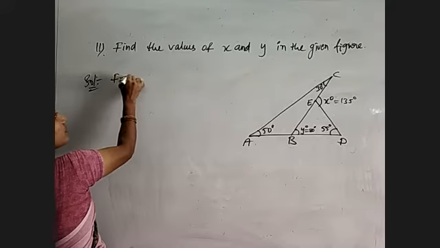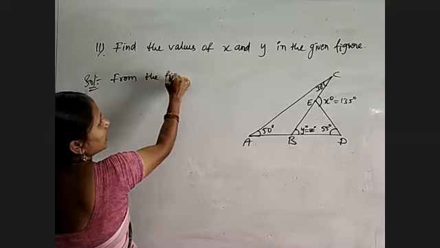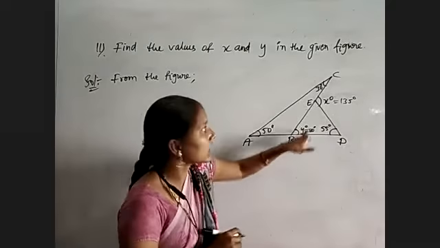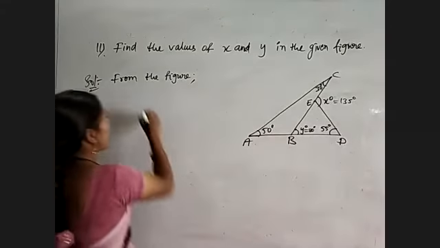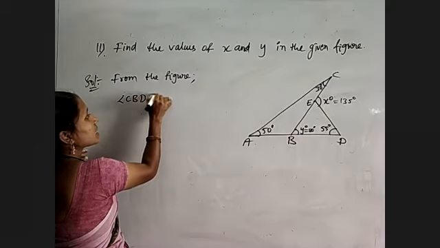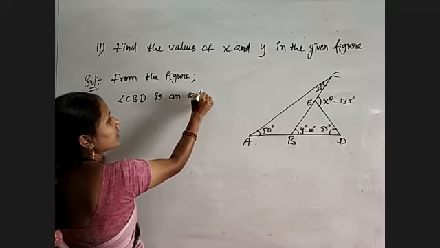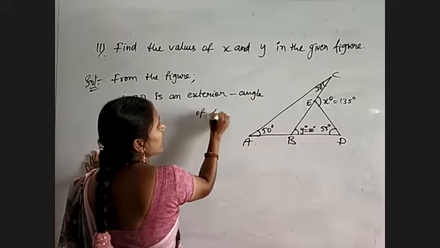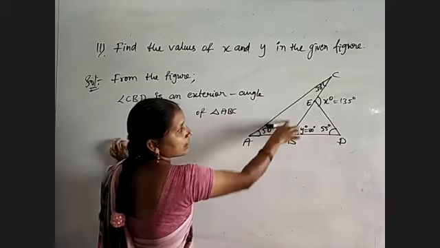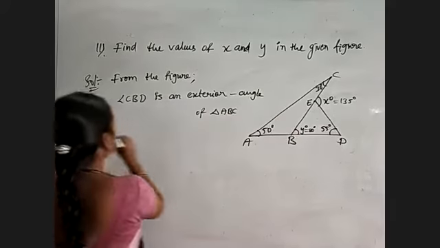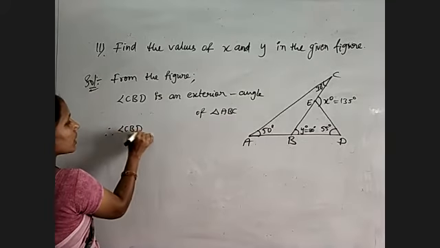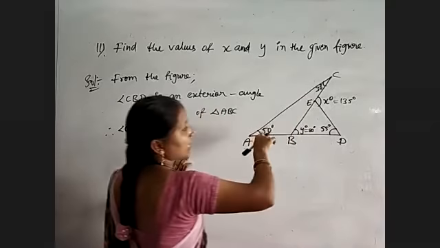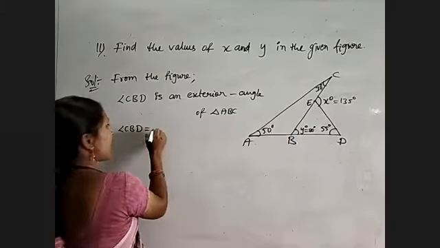From the figure, it is very clear that first we are finding the y value. So for that, angle CBD is an exterior angle of triangle ABC. Yes or no? So therefore, angle CBD will be equal to angle BAC plus angle ACD. That is angle A plus angle C.